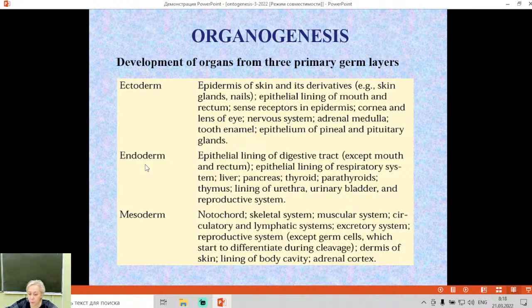Endoderm will give rise to epithelial lining of digestive tract, except mouth and rectum, epithelial lining of respiratory system, liver, pancreas, thyroid, parathyroids, thymus, lining of urethra, urinary bladder, and reproductive system.